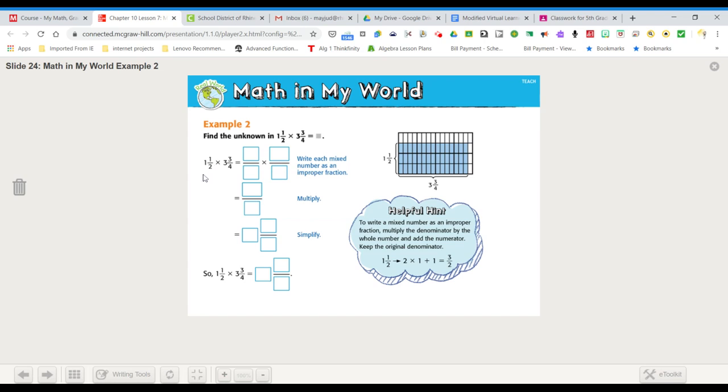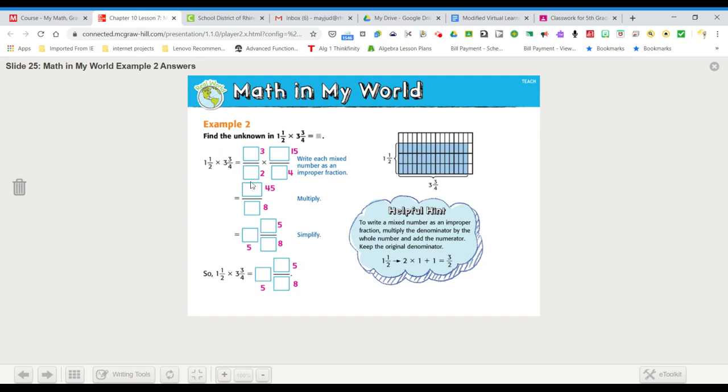So 1 1/2, remember 1 times 2 plus 1 is 3. Denominator stays the same. And 3 3/4, 3 times 4 is 12, plus 3 is 15. Denominator stays the same. That's where this 3/2 comes from, and this is where the 15/4 comes from. 1 times 2 plus 1 is 3, denominator stayed the same, 2. 3 times 4 is 12, plus 3 is 15, denominator stayed the same, 4.